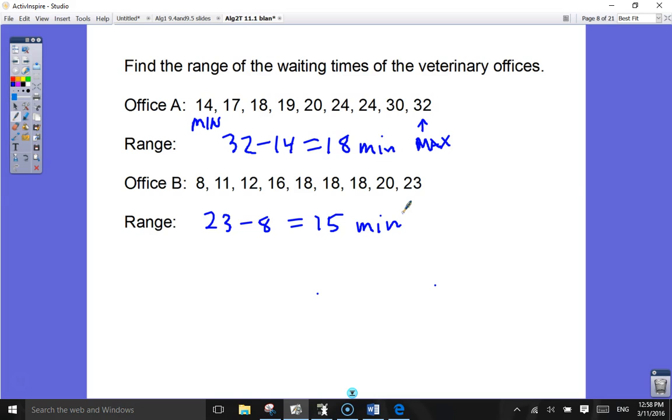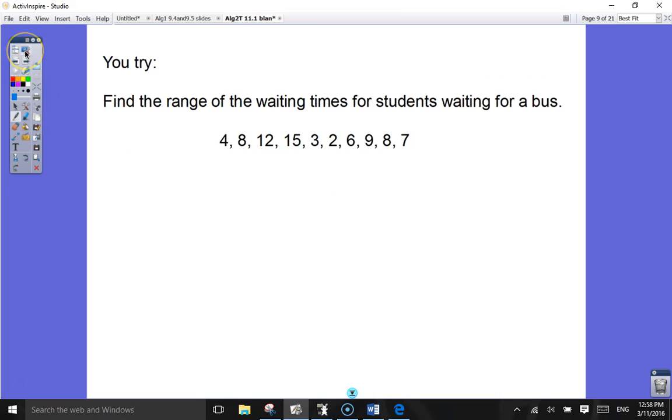So Office B not only has shorter wait times, there's less variability, according to this one metric. So you can count on it a little bit more. That's why we do measures of spread. Too easy. Okay, try to find the range for these. I'll give you 2 seconds.